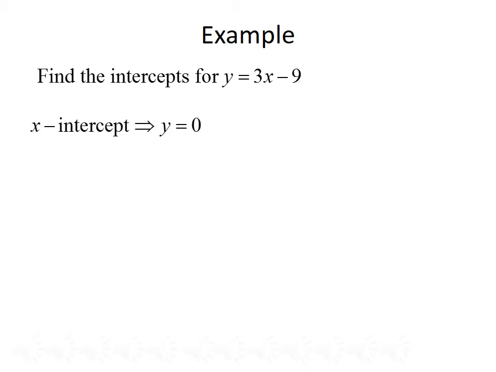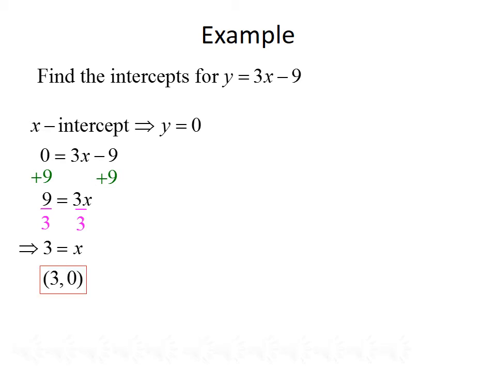So for the x-intercept, we'll set y equal to 0, which means 0 equals 3x minus 9. We can add 9 to both sides of the equation, so 9 equals 3x. And then to solve for x, we can divide both sides by 3. So we get 3 equals x. Again, the intercept should be an ordered pair, so we can rewrite this using ordered pair notation. And our x-intercept will be the point (3, 0).